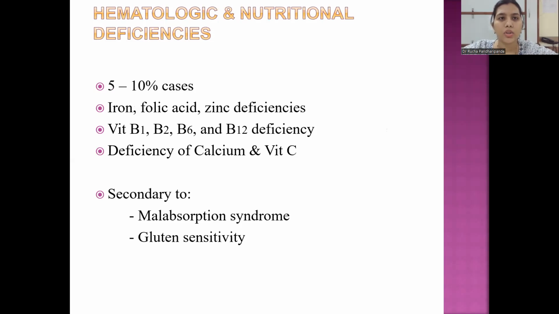Then hematologic and nutritional deficiencies. So 5 to 10% of the cases of aphthous stomatitis are due to hematologic or nutritional deficiencies. This can be due to iron, folic acid, or zinc deficiencies, or various vitamins such as B1, B2, B6, and B12 deficiencies, or also due to calcium and vitamin C deficiency. But in some cases, the deficiency is not due to the vitamins, it may be due to a malabsorption syndrome, where he or she is having a sufficient amount of these factors, but there is malabsorption.